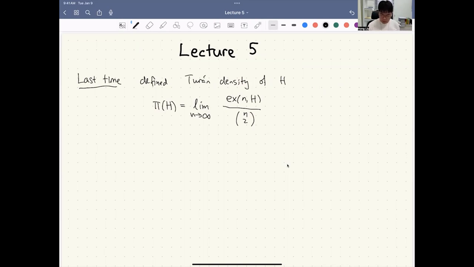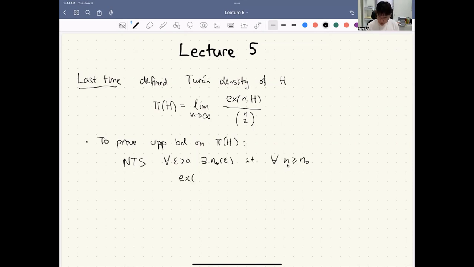So by definition of this limit, to prove upper bounds on pi of H, what do we need to do? We need to show that for every epsilon, there exists n naught, which depends on epsilon, such that for any n bigger than n naught, we have the extremal number of H is at most, let's say you want to prove the upper bound alpha, so at most alpha plus epsilon times n choose 2.